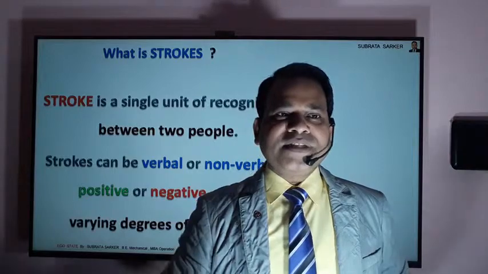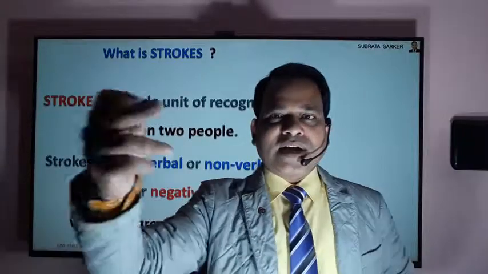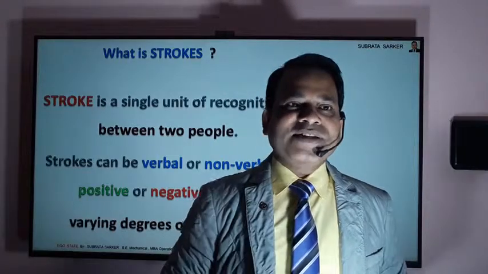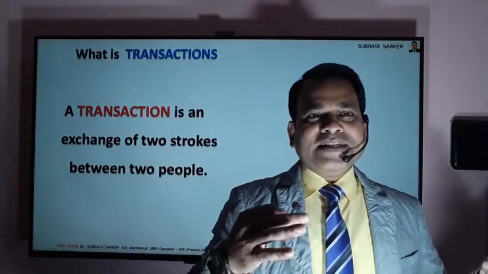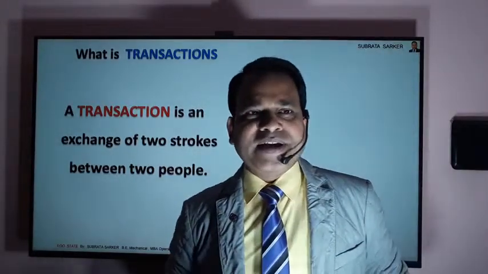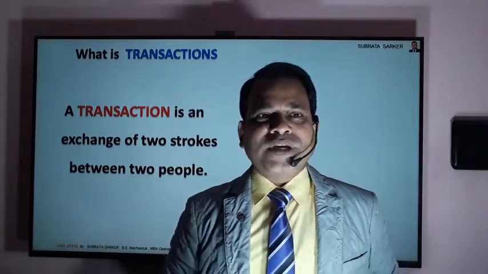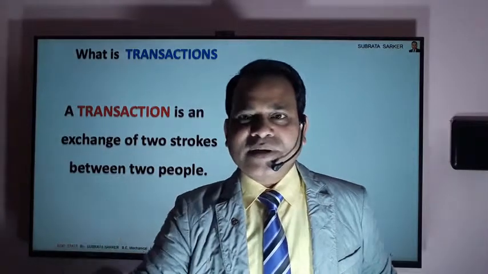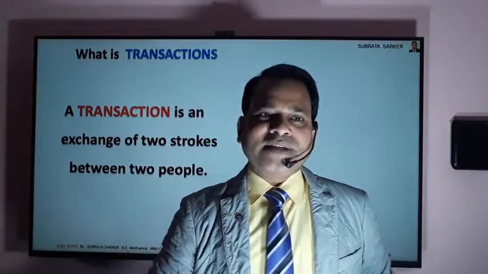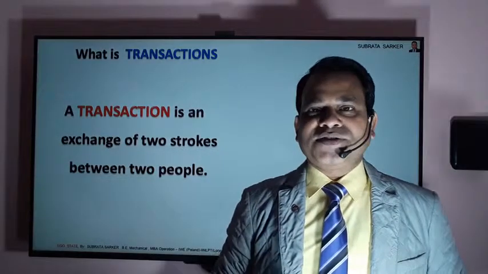A transaction means an exchange of two strokes between two people. It's not that you are only telling something, but also getting some information from the other side. This is a transaction. Now there are two words in transactional analysis: stimulus and response. The first stroke is called the stimulus. Suppose you are asking somebody something or giving some body language to somebody, that is the stimulus. And if the person comes back with something, that is called the response.